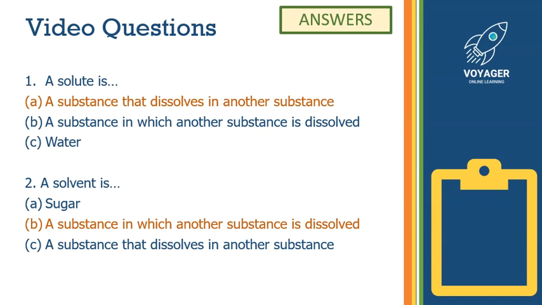Welcome back. Here are the answers to questions 1 and 2. 1. A solute is A, a substance that dissolves in another substance. For example, sugar. Sugar is a solute because it dissolves in water. And 2, a solvent is B, a substance in which another substance is dissolved. So thinking about our sugar water example, if sugar is the solute, then the water is the solvent.